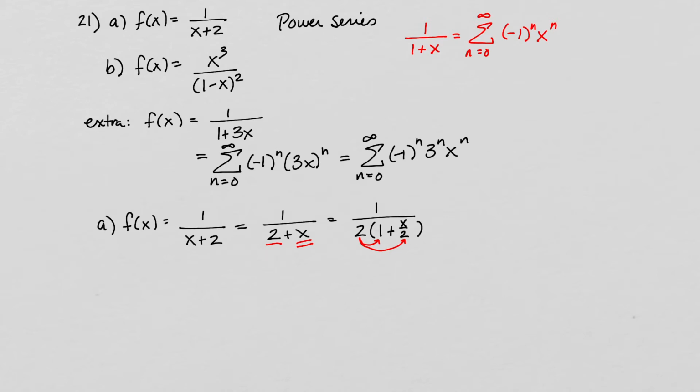And so now I can think of this as 1/2 times 1 over 1 plus x over 2. I haven't done any calculus, I haven't done any series. All I've done is some creative algebra. So, questions on any of my algebra steps before we do the series part, which now should actually be fairly simple?